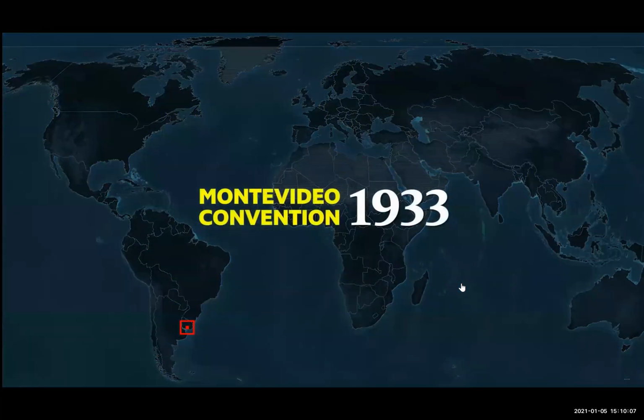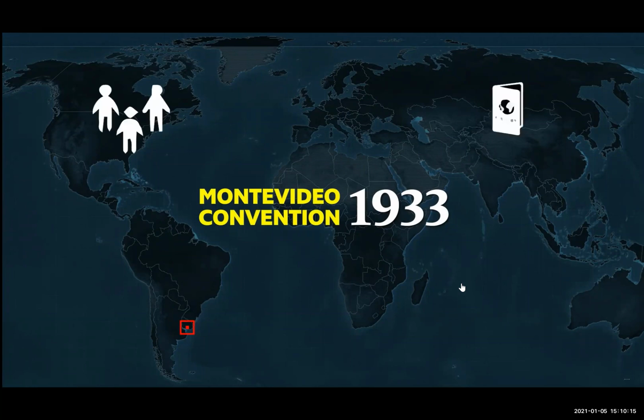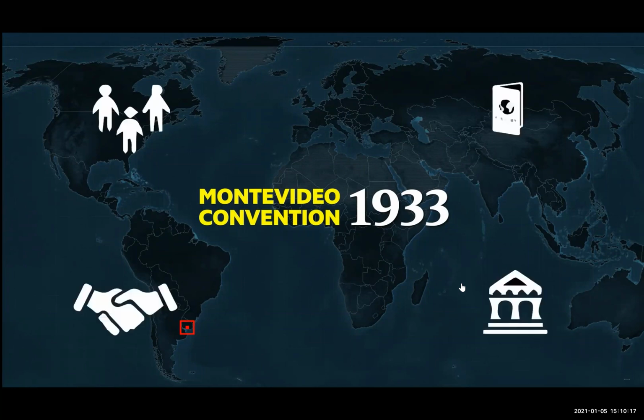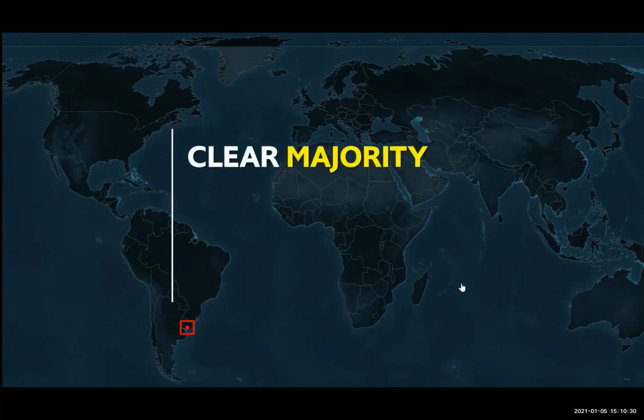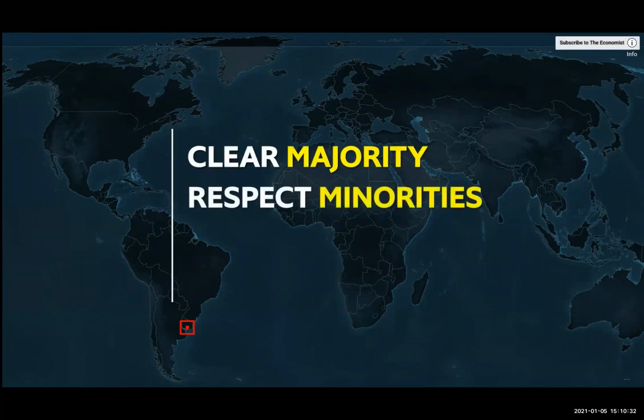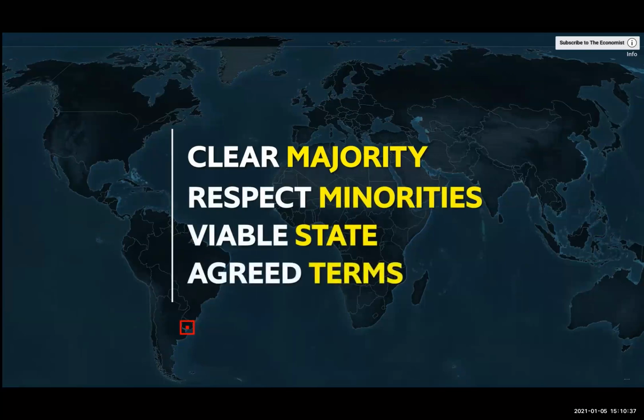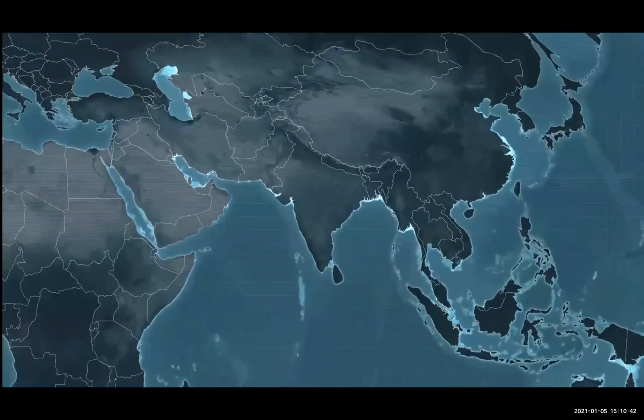The 1933 Montevideo Convention declared that a region needs 4 things to become a state: a permanent population, a defined territory, a government, and the capacity to enter into relations with other states. But these are only guidelines. Ideally, a region would also meet other conditions, such as show that a clear majority have freely chosen independence, respect its own minorities, have a viable state, and settle terms with the state it leaves and its neighbours. In practice, all of these conditions are hard to meet.